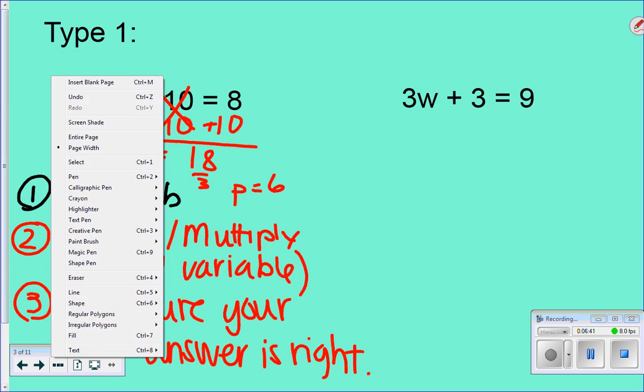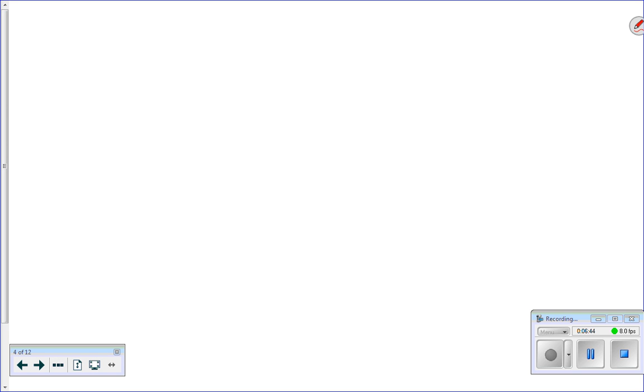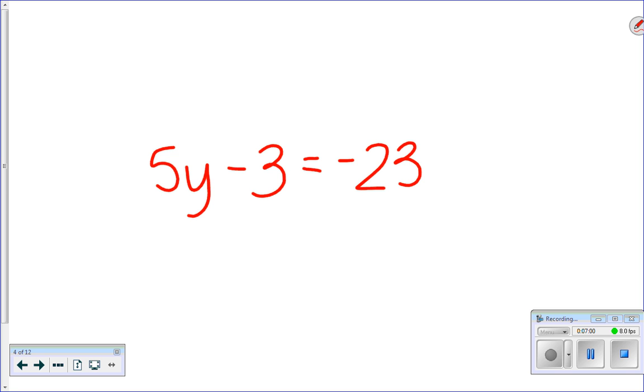Okay, let's do another one of these. I'm going to find mine. All right, let's do this one. So let's do this: 5y minus 3 equals negative 23. First, adding and subtracting. Second, multiplying or dividing. Third, making sure your answer's right. Also, make sure you have the right sign. If you have negatives, your sign's got to be correct.